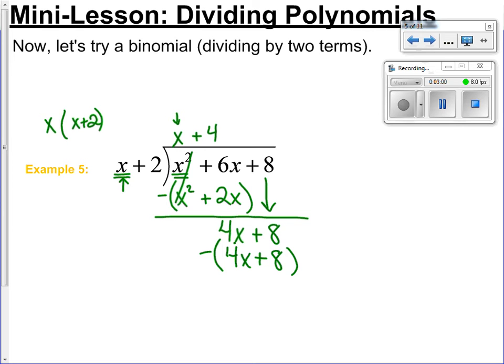And then we're going to subtract those quantities. So 4x minus 4x is 0. And then 8, positive 8 minus positive 8 is also 0. So we get a remainder of 0, meaning that x plus 2 is a factor. And remember, it's always a factor if you get remainder 0.